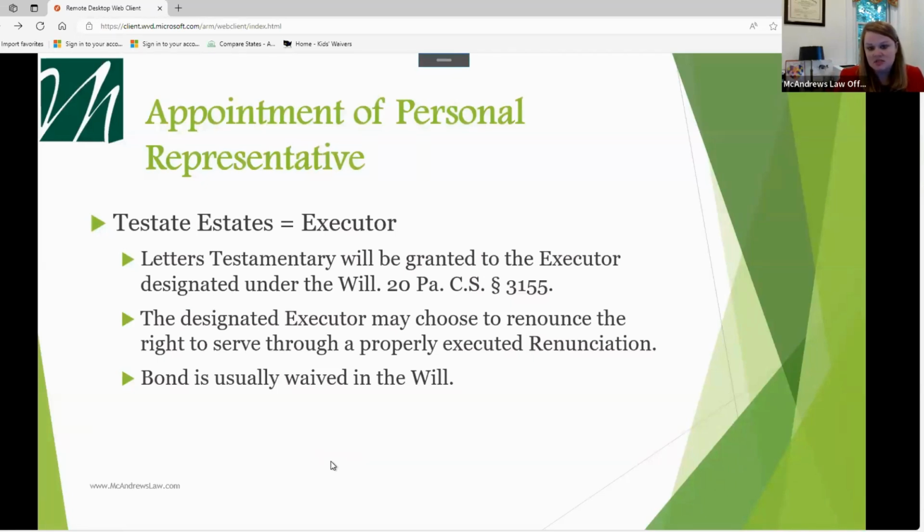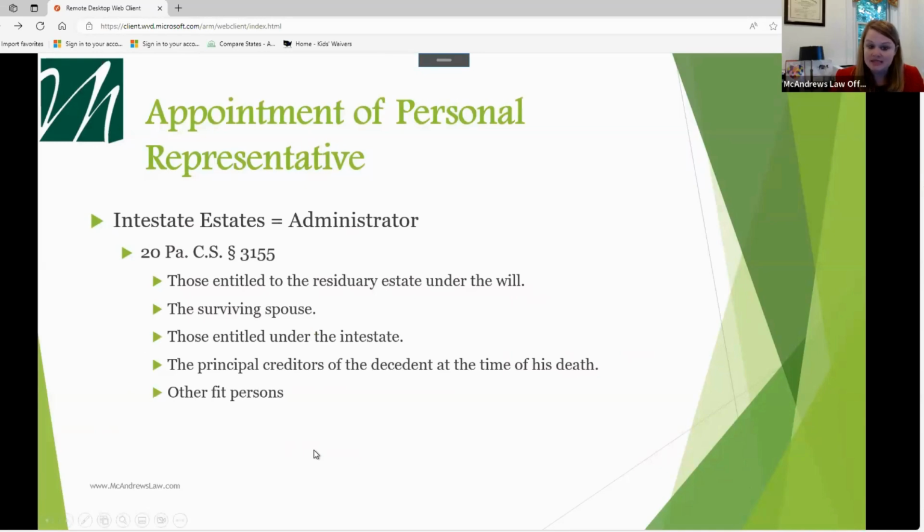The renunciation is just a one-page sheet of paper that you would sign and have notarized, and it would be submitted to the Register of Wills. In most wills, we waive any type of bond requirement. So usually if we're dealing with a testate estate, you have an executor and there's no bond requirement. An intestate estate means there was no will. The person who's going to be appointed has the same role, they just have a different title. The personal representative is the general term, and then we break it down: administrator, no will; executor, we have a will.